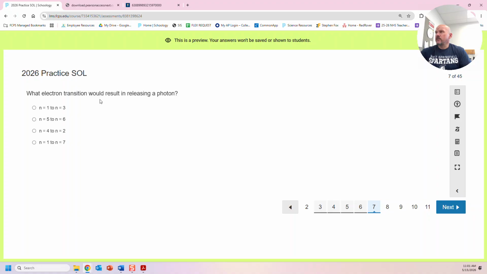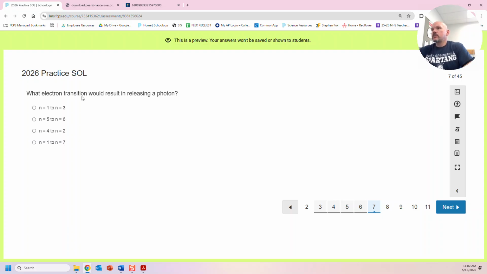So electron transitions, right? Remember flame test. Remember, an electron in its normal electron configuration is called the ground state. If an electron absorbs energy, it can jump to another energy level, but going from a lower energy level to a higher energy level doesn't release light, it absorbs it. It's when it falls back down from a high energy level to a lower energy level that it releases the light, the photon, right?